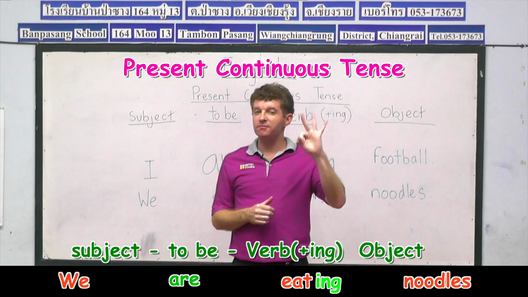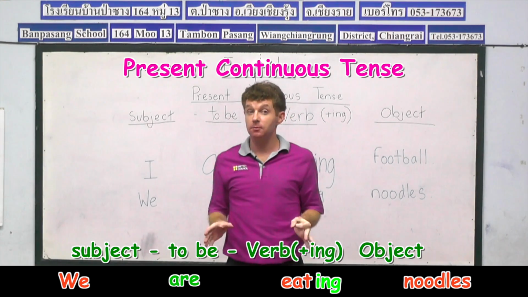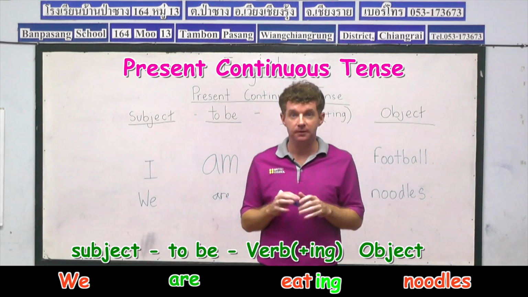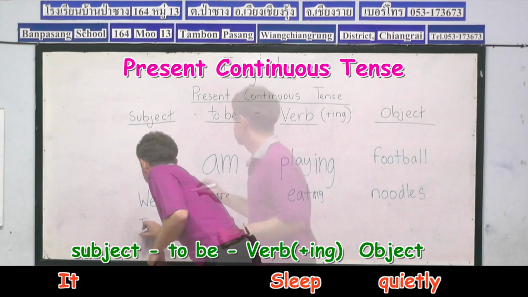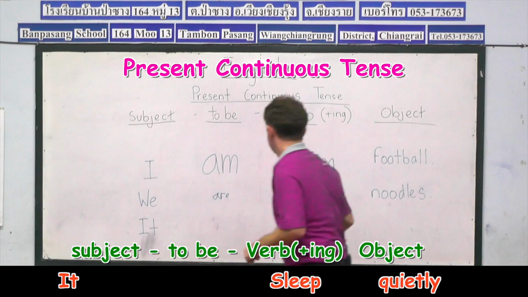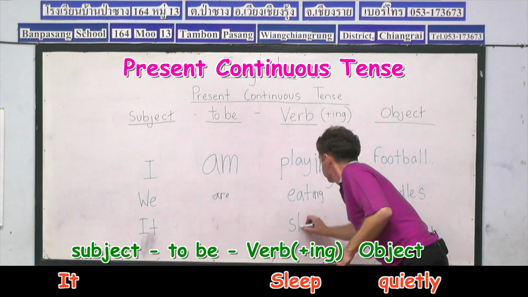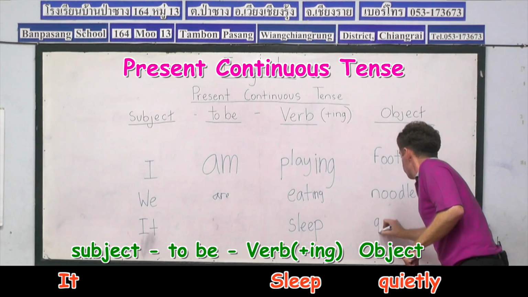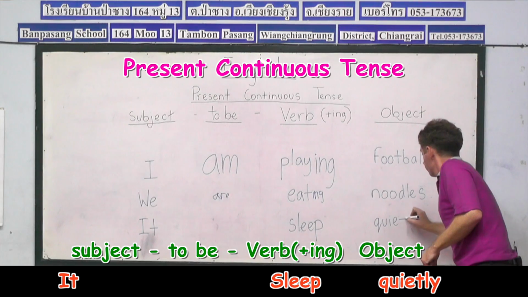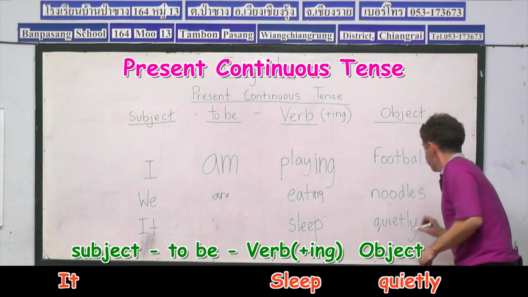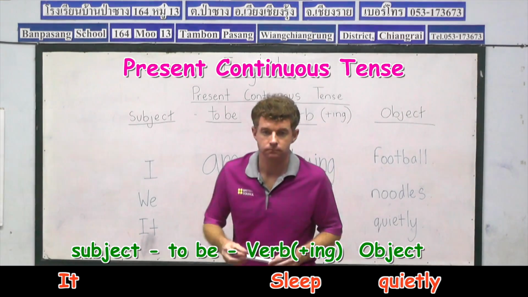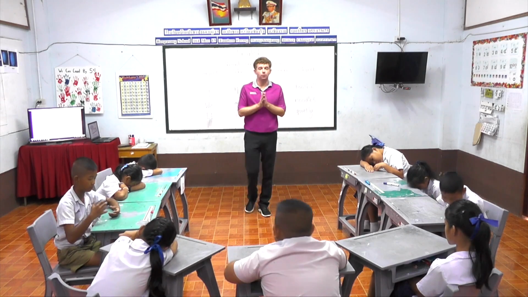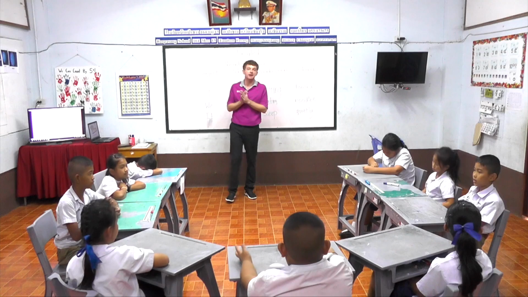There are 3 different forms of verb to be in the continuous tense. So let's do one more and practice the 3rd and final form. Let's close our eyes, guys. Okay, let's open our eyes. Who has the pen now?